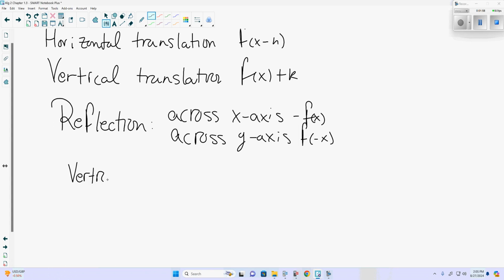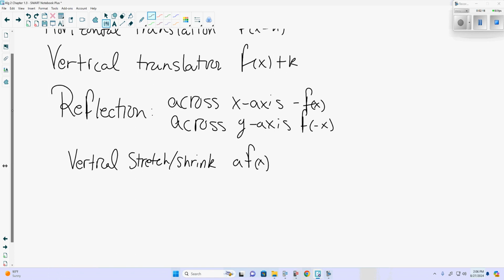And the ones we had yesterday are our vertical stretch or shrink. And the formula we had for this was a times f of x. So we take whatever that stretch or shrink amount is and multiply it by the entire function. And the last one we had was horizontal stretch or shrink, which is our f of.